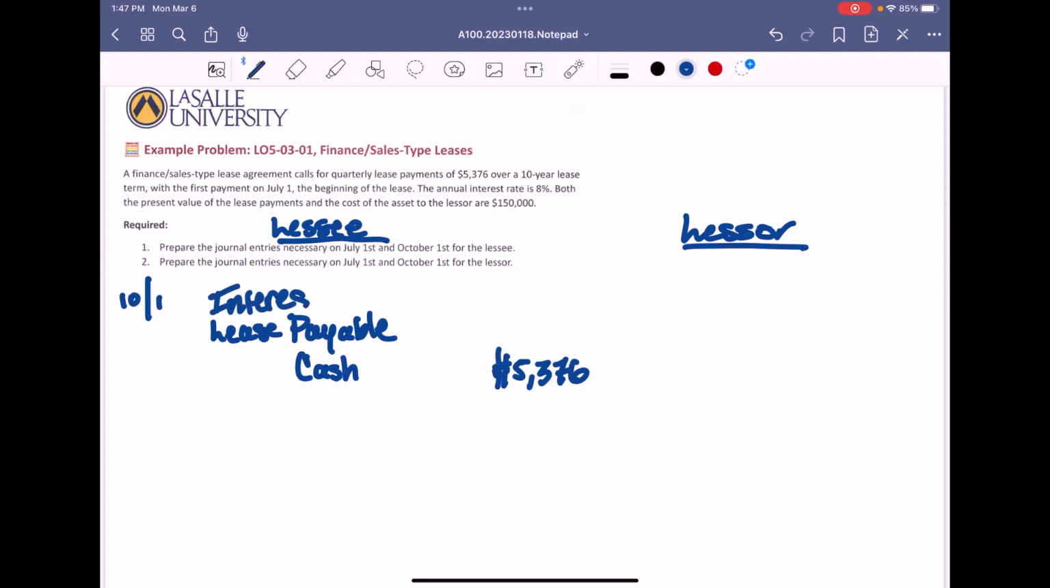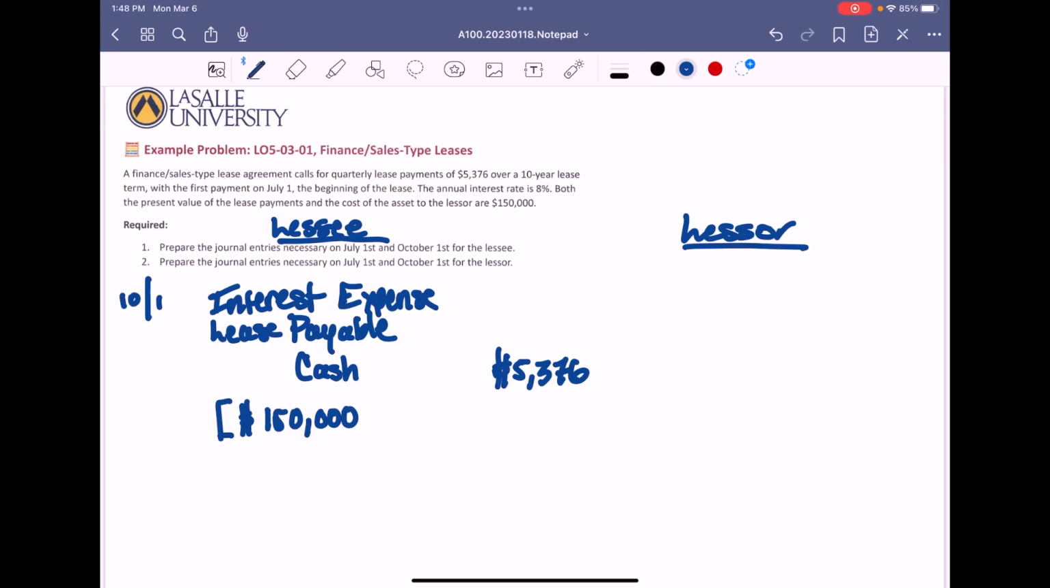So we're going to split that payment of $5,376. Part of that is going to go to interest. Part of it's going to be to reduce the payable. So how do we calculate the pieces here? We're going to use the effective interest method. And we're going to say, what is the balance of the lease payable? The balance of the lease payable is $150,000. That's what we started at.